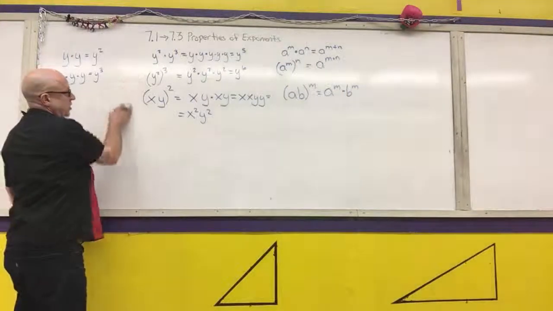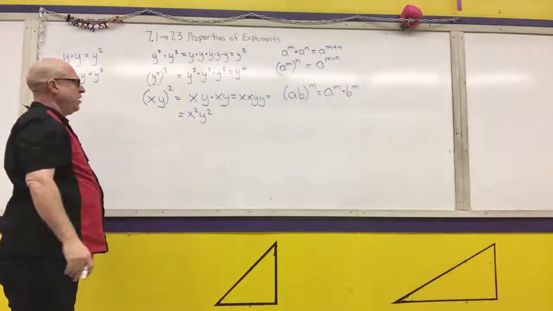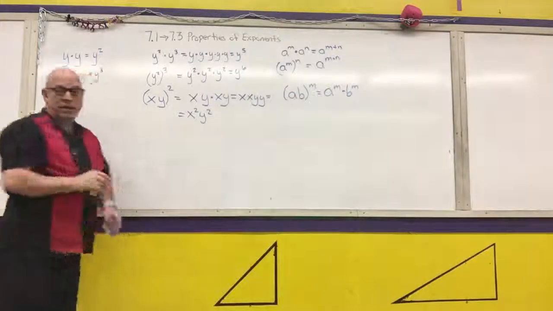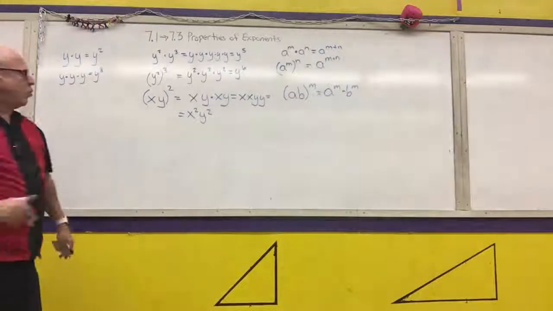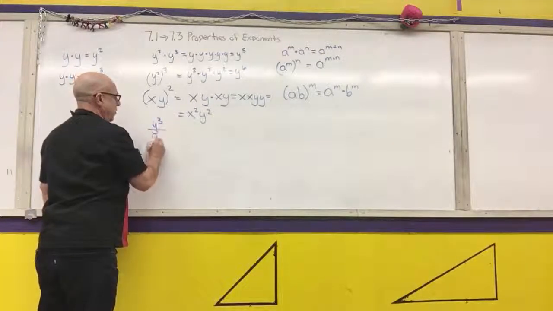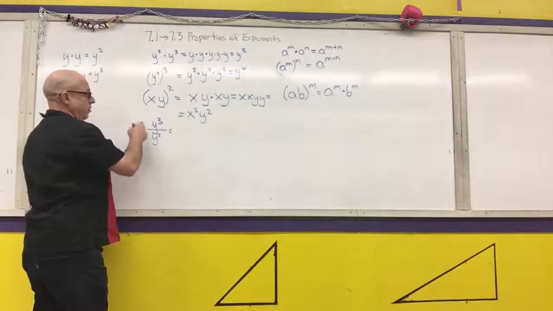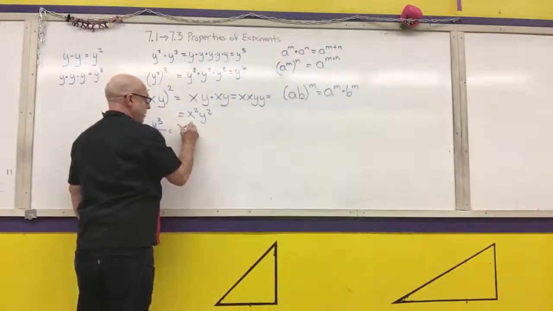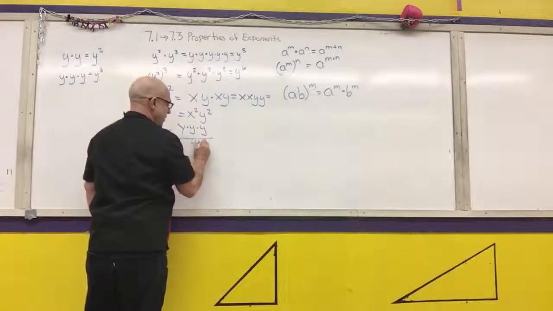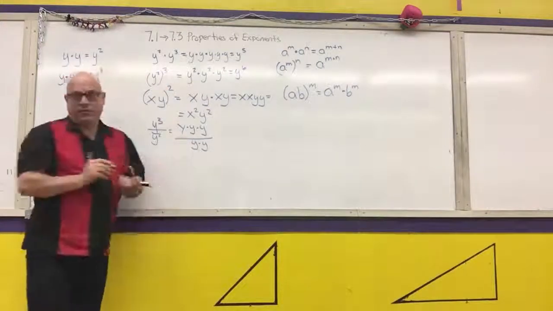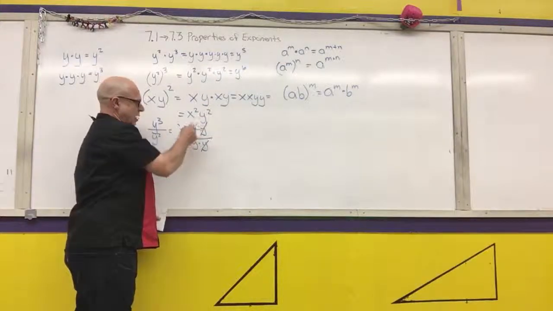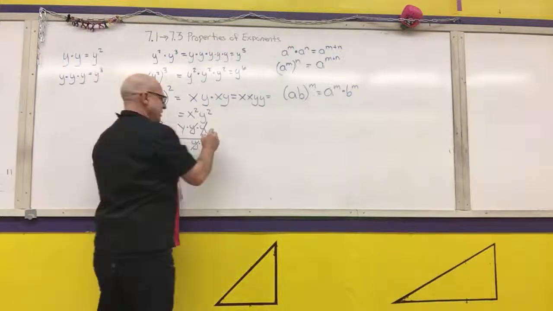So we've done multiplication problems. The next one I'm going to do is a division problem. So I am going to do y cubed over y squared. Well, that's y times y times y over y times y. And if you notice here, that y will cancel that one to be 1. That y will cancel that one to be 1. And that's going to leave me with y.